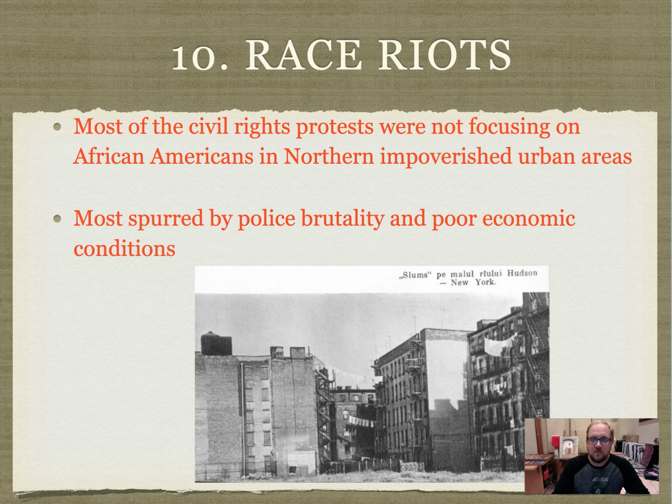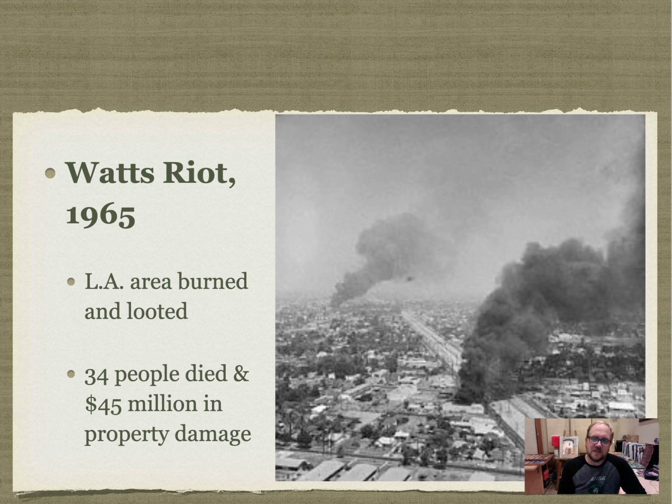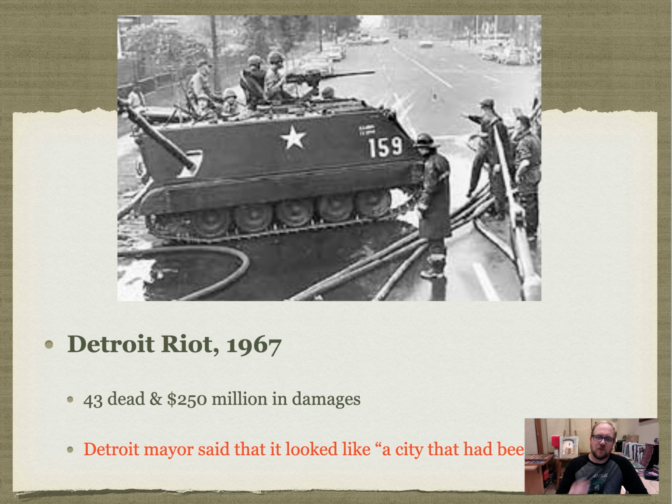During the 1950s, that's going to spur a huge wave of race riots around the North. It was based on these impoverished conditions, bad urban neighborhoods, and police brutality. The two biggest, probably most famous riots were the Watts riots in 1965 and the Detroit riots in 1967, both spurred by police brutality. And the problem was that, again, not much has been done to help Northern African Americans during this time period.